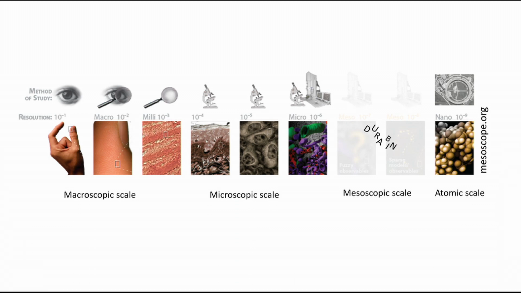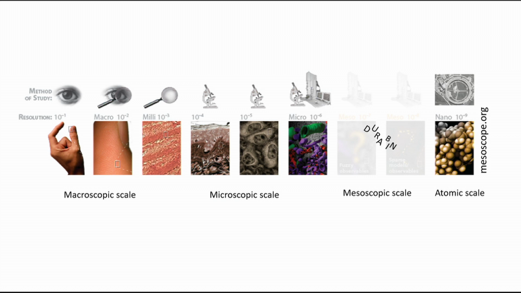However, the basement membrane is a very difficult biological object to study, because most of the components of the basement membrane are located at the mesoscopic scale. So what does it mean? Objects at the mesoscopic scale are too small to be observed directly with a microscope, but they are still too big to be resolved with classical structural methods like X-ray crystallography or NMR.